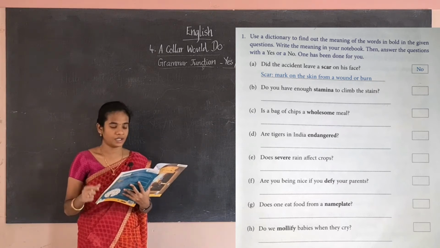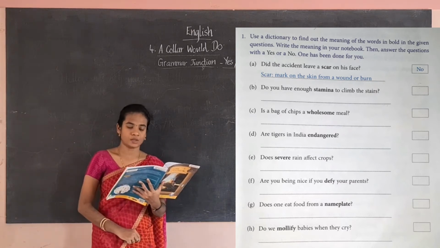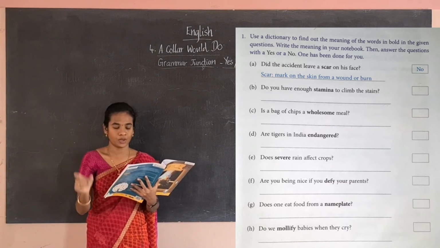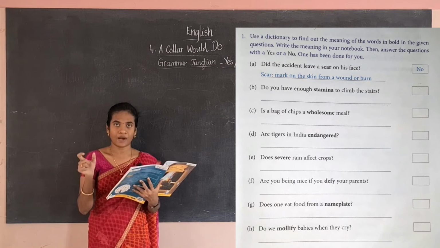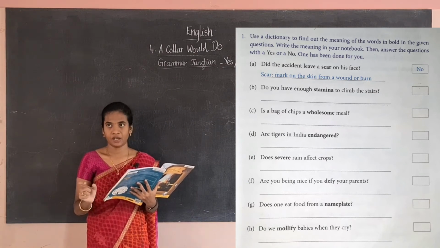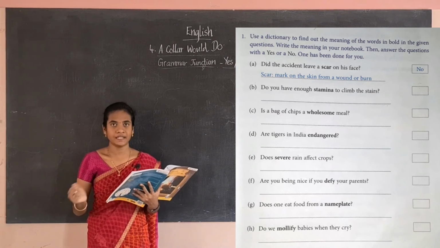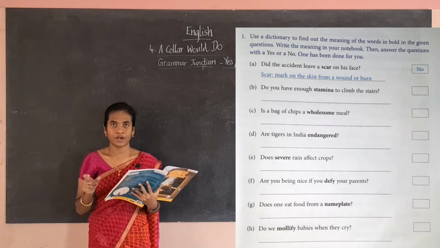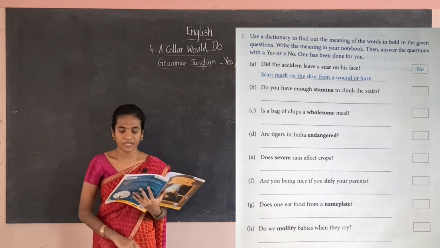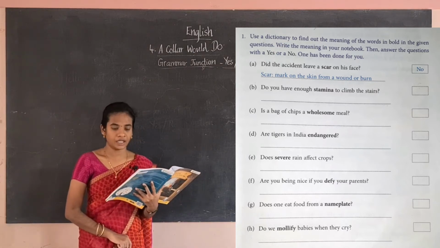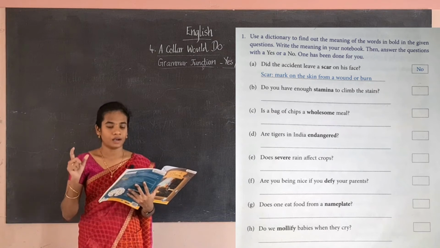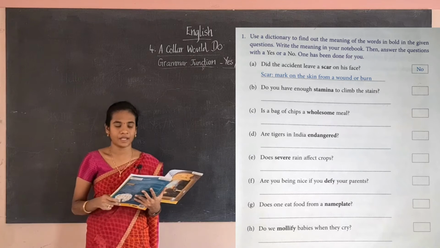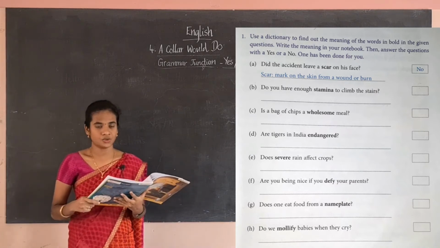Here, what are they telling me? These are the sentences, and in the sentences there is a bold word. For the bold words you have to write the meaning, and for the meaning you have to refer to a dictionary. After you find the meaning, you have to answer yes or no. You have to say any one of the answers. Are you clear with the questions? Now we can do it.